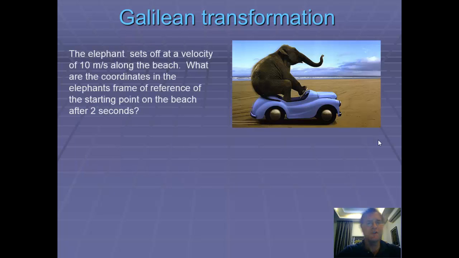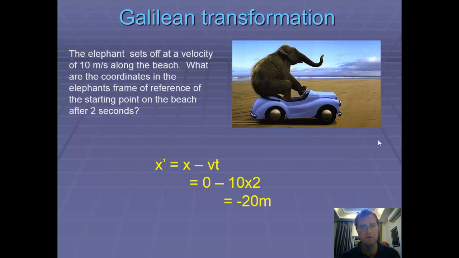The elephant sets off at a velocity of 10 meters per second along the beach. What are the coordinates in the elephant's frame of reference? Okay, so the new frame of reference we're doing is with respect to the elephant. What is the starting position on the beach after 2 seconds? So think about the formula we've got to use here.